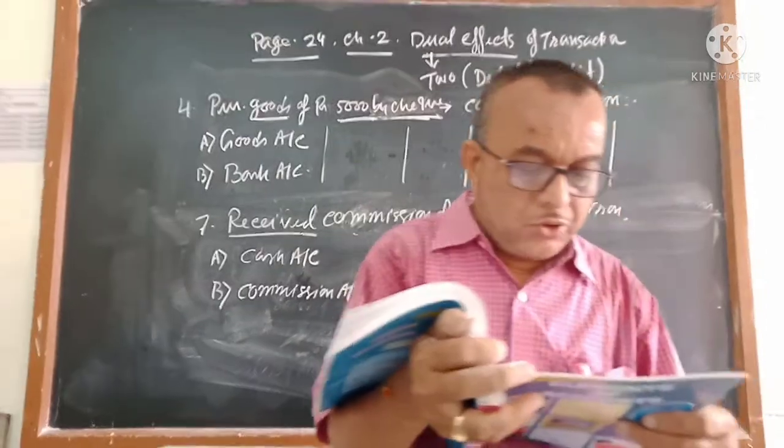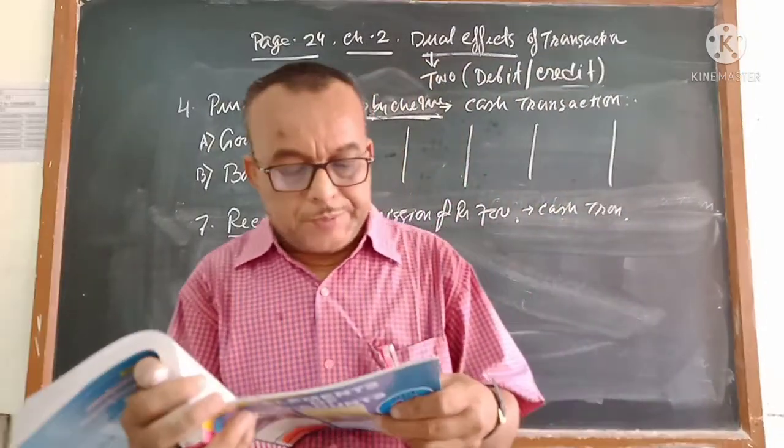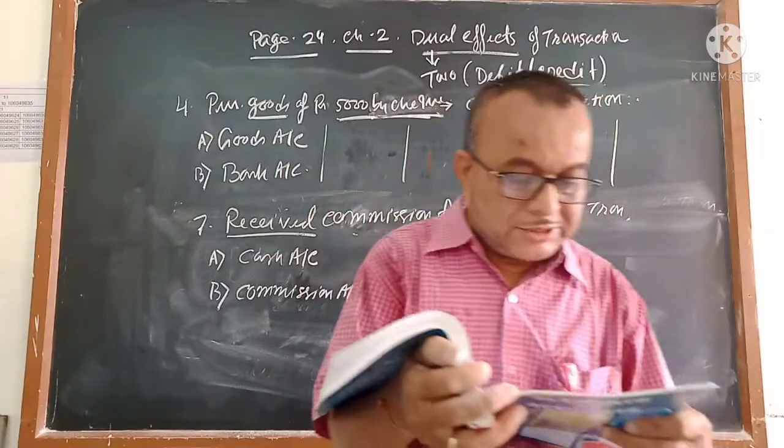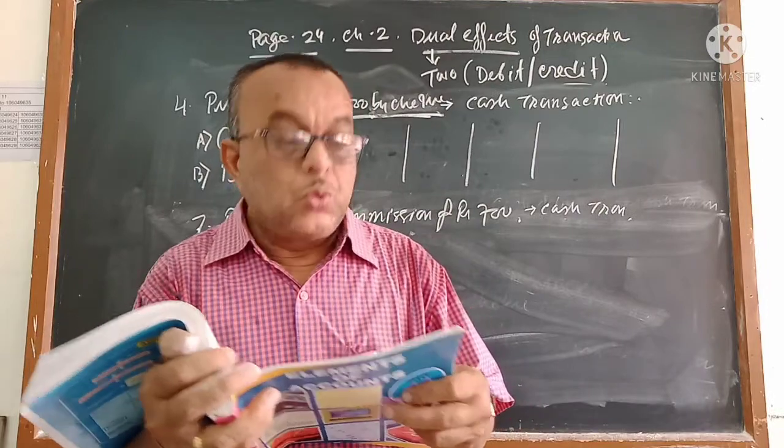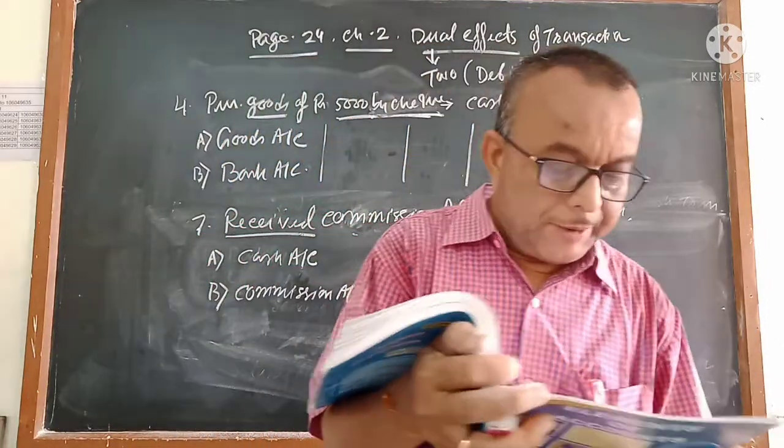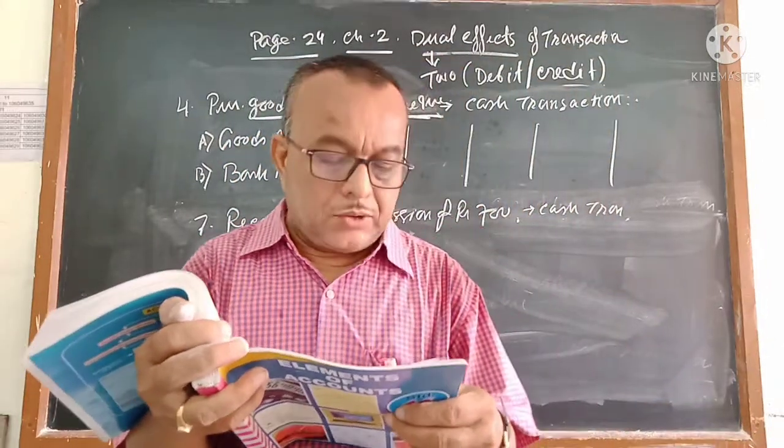9, 3000 paid to Sai agency for advertisement. The 9th one is also a cash transaction. And what did you pay the money for? For advertisement. One is cash account and the other is advertisement expense account, like salary account.